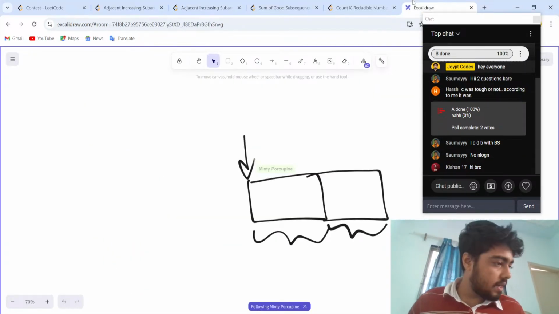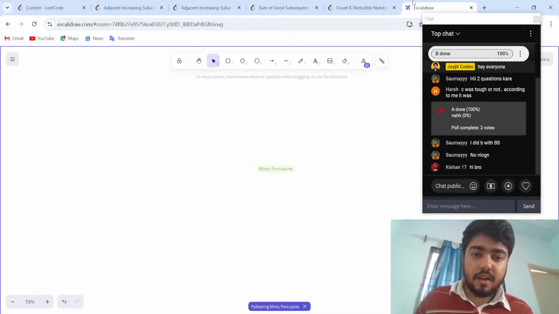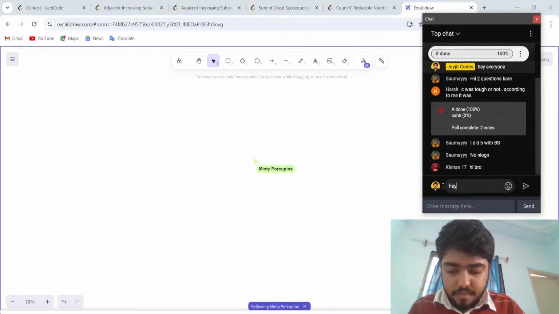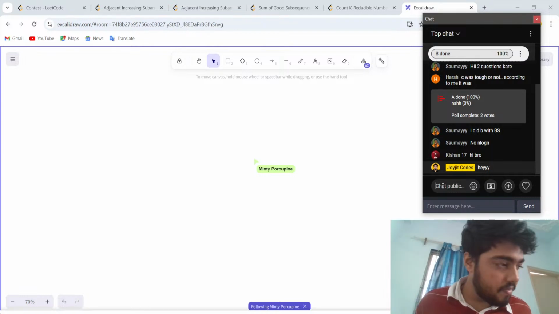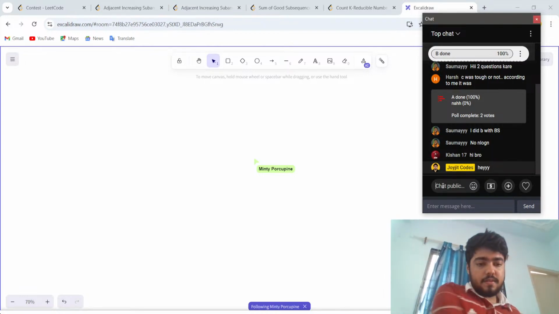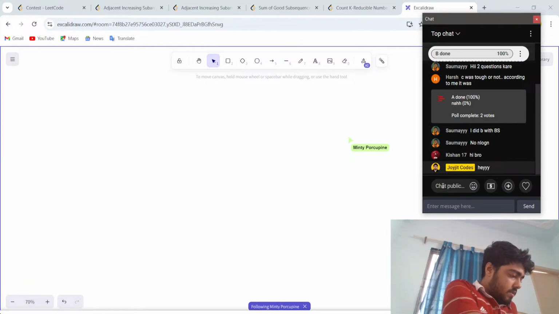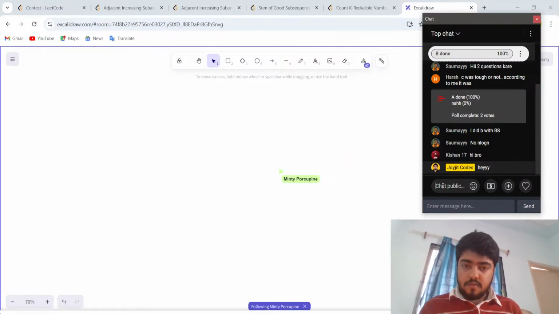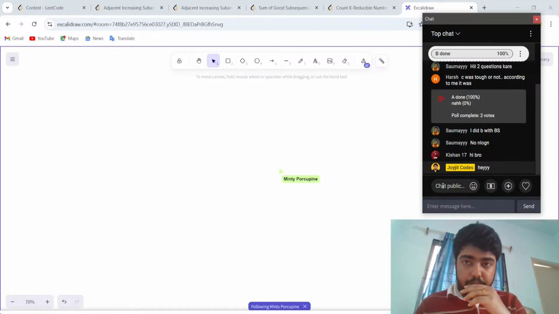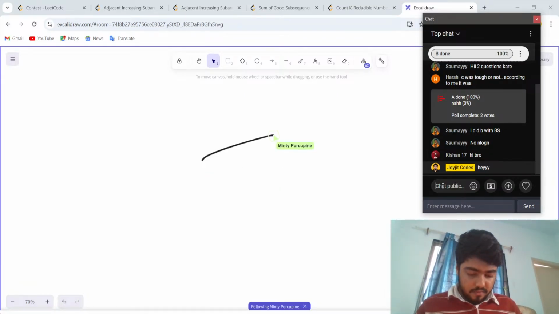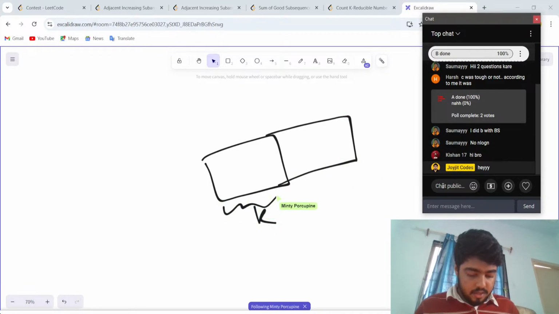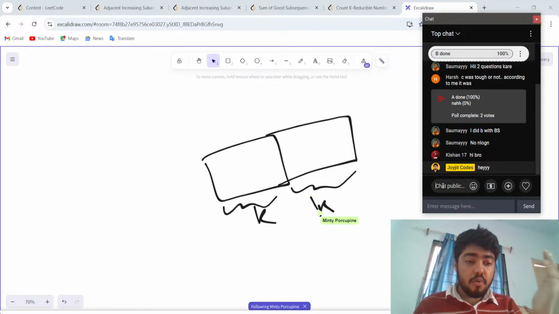Okay, let's go back to Excalidraw and now focus on this. Now it's similar. So let's say we are having two arrays, I mean two values of k, right? So this is also k length and this is also k length, and it's satisfied for both of them.